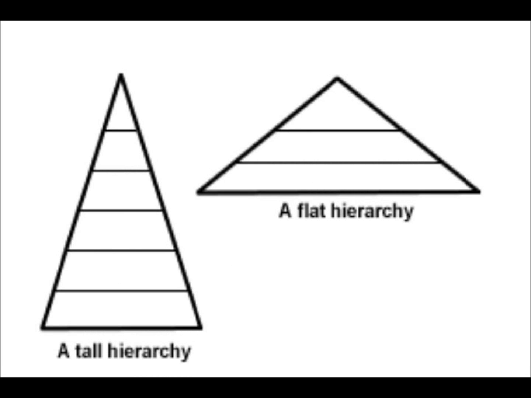On the next slide, I'll talk about the difference between a tall and a flat hierarchy. The biggest difference is the number of levels in the hierarchy. In the tall hierarchy, there are 7 layers, but in the flat hierarchy, there are only 3 layers. In the tall hierarchy, it takes more time for commands to go down to the bottom layer. The flat hierarchy has fewer layers, so the chain of command is shorter.